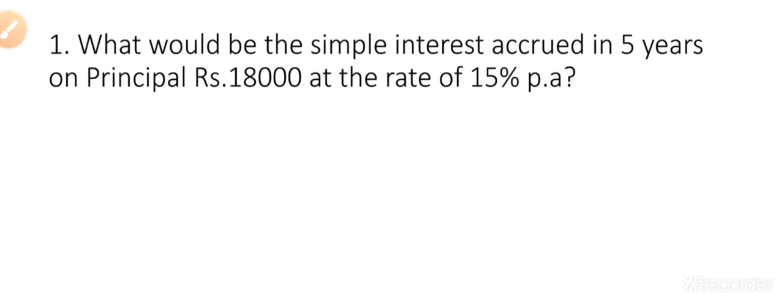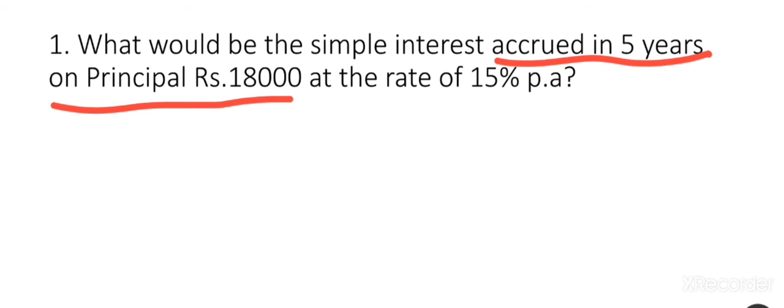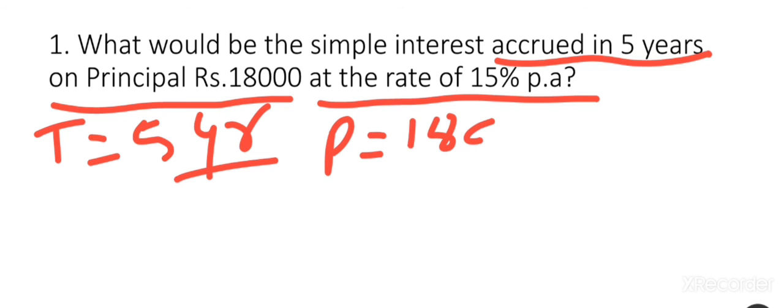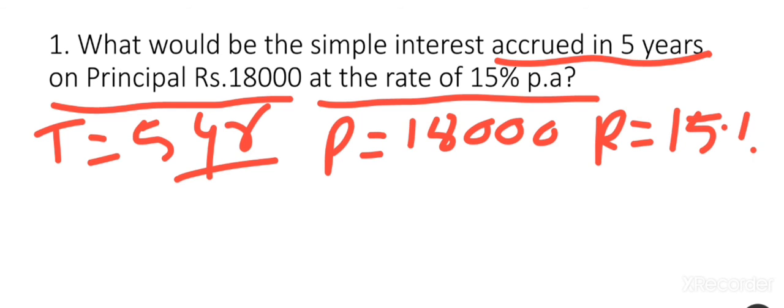Now, we will move on to today's question, which is simple interest questions. So the first question is, what would be the simple interest accrued in 5 years on principal rupees 18,000 at the rate of 15% per annum? First understand the question. In the question, time given is 5 years. You should always check that duration of the time given in years or not. Here it is given in years. Principal 18,000, rate of interest 15%. Now we have to find the simple interest.